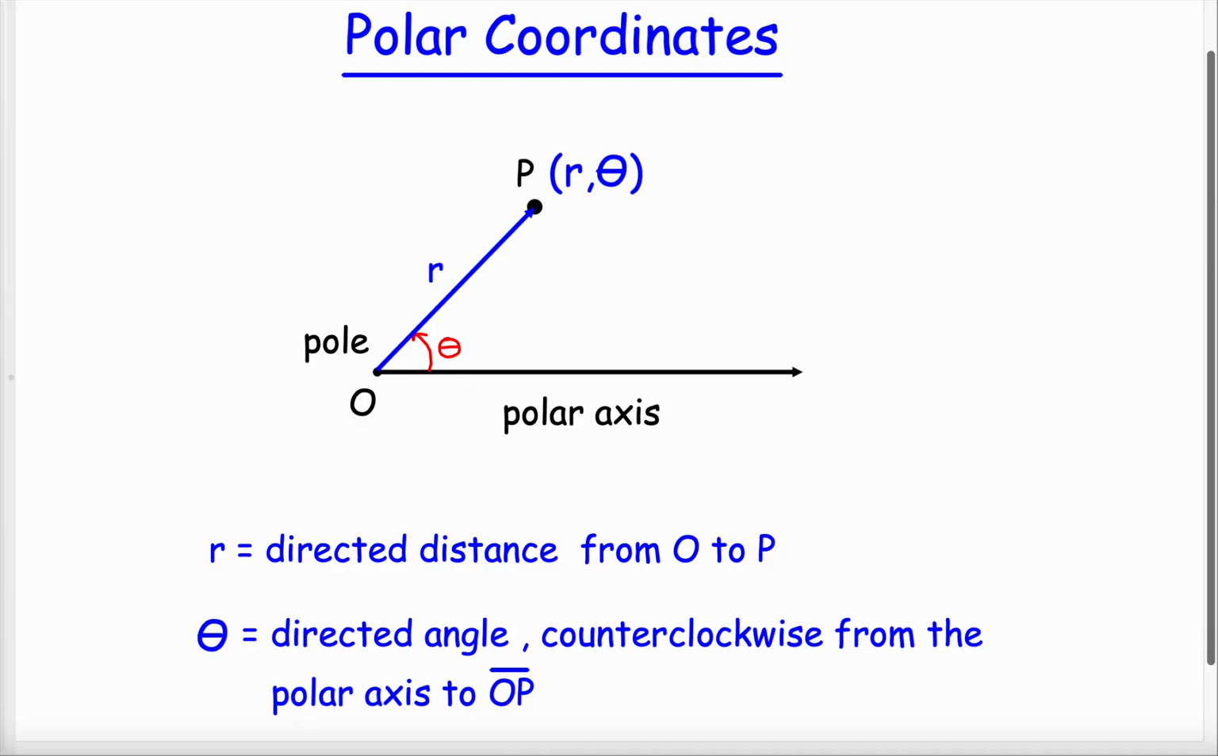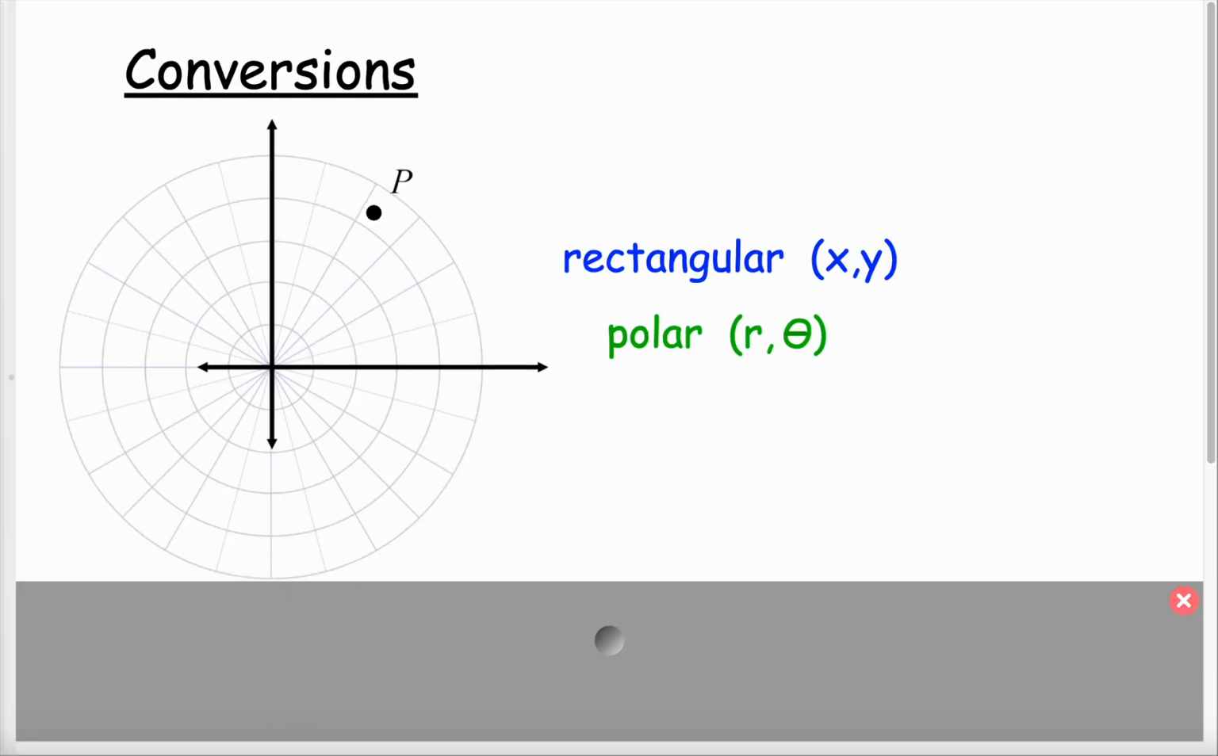Well, maybe it would be helpful if we could switch back and forth. Like if we have a point plotted in the plane, maybe we could figure out the x and y coordinates if we have r and theta, or vice versa. So we need to take our two systems and overlay them. Let's set it up so that the pole matches up with the origin, and the polar axis is the same as the positive x-axis. Now we should be able to convert back and forth between our two systems.